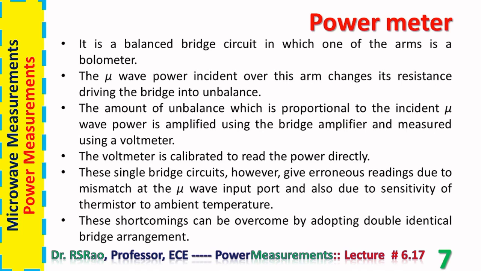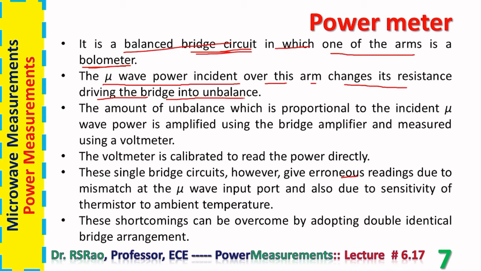A few points regarding power meter. Power meter is a bridge circuit, a balanced bridge circuit, in which one of the arms is a bolometer. The microwave power incident over this arm changes its resistance, driving the bridge into unbalance. The amount of unbalance is proportional to incident microwave power.